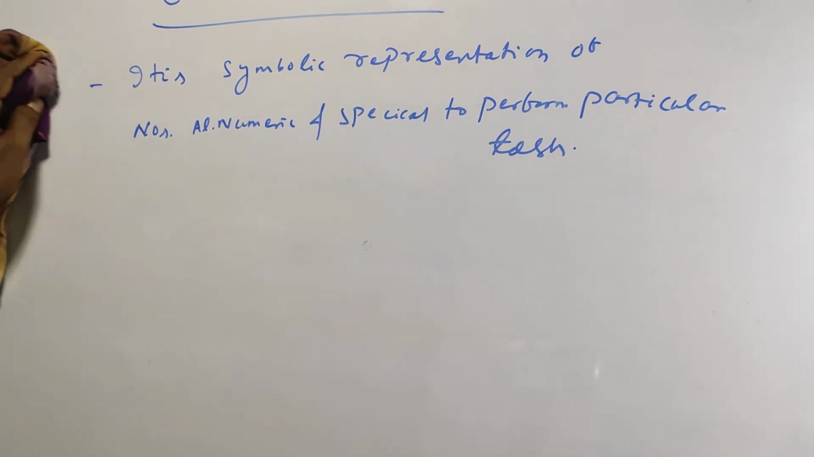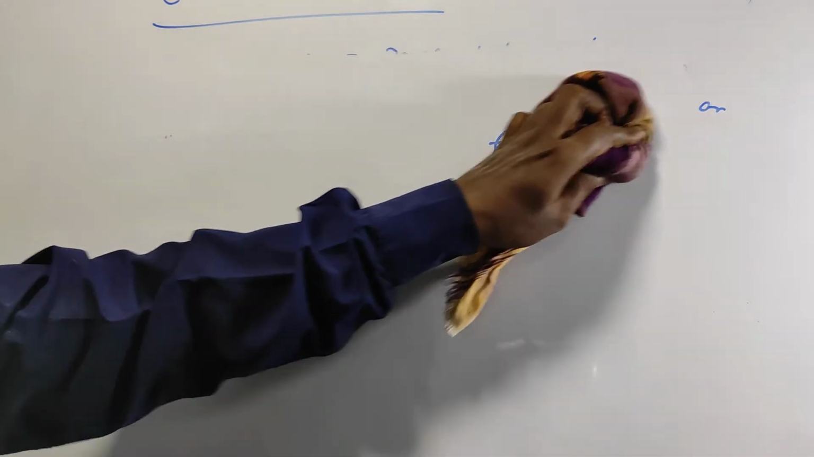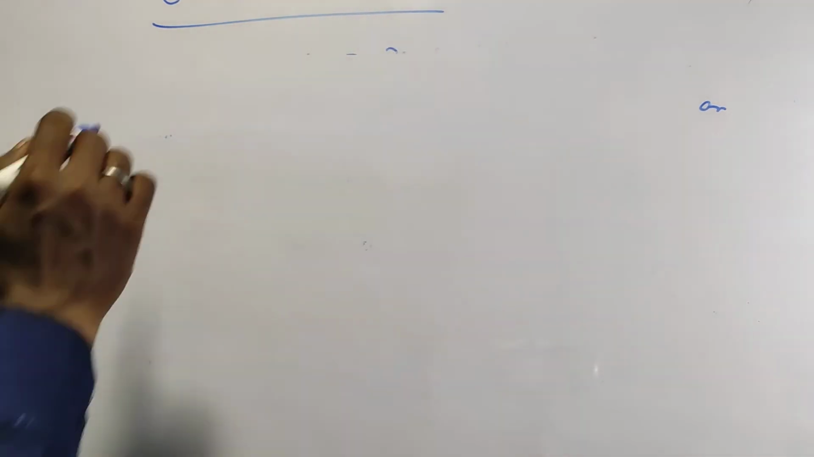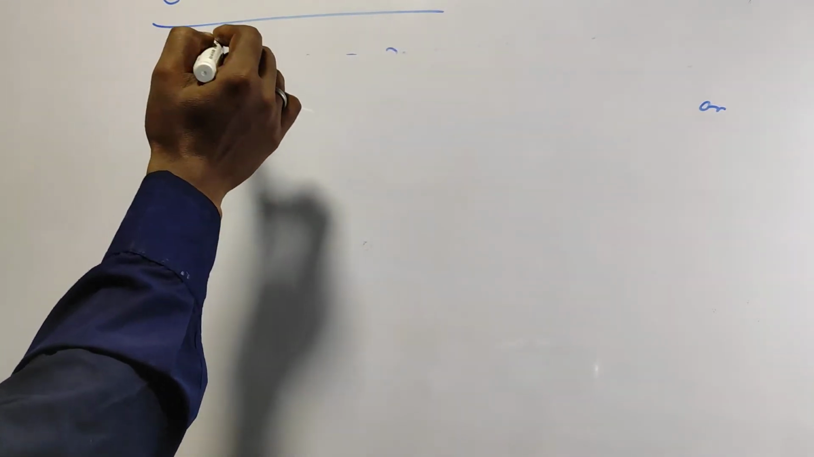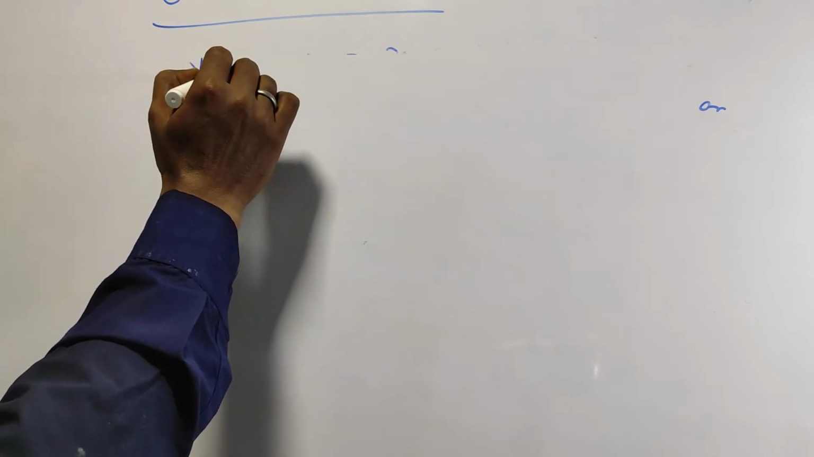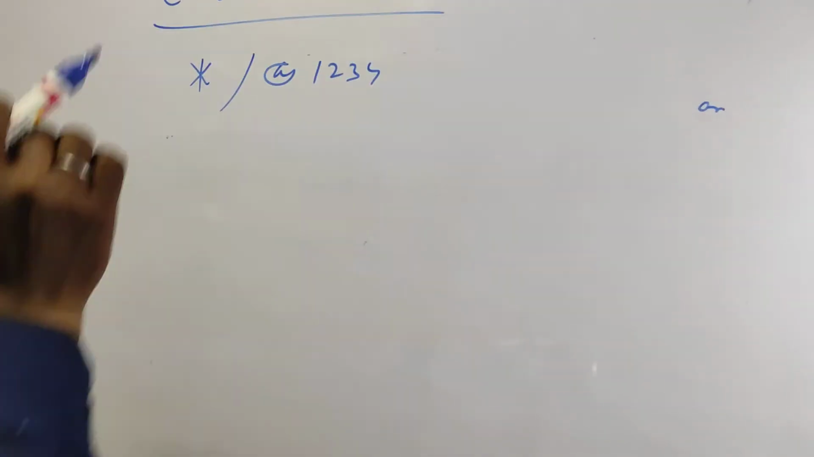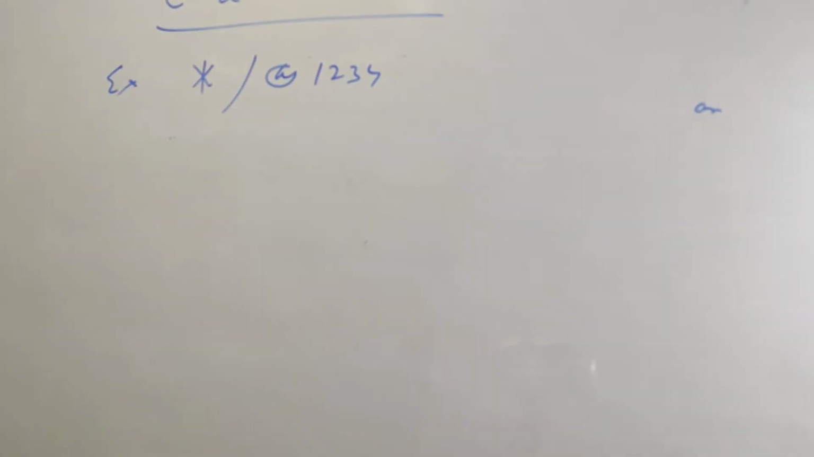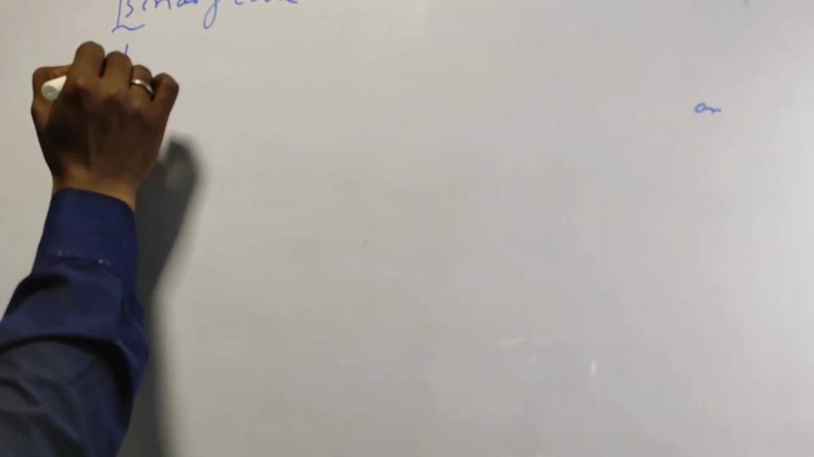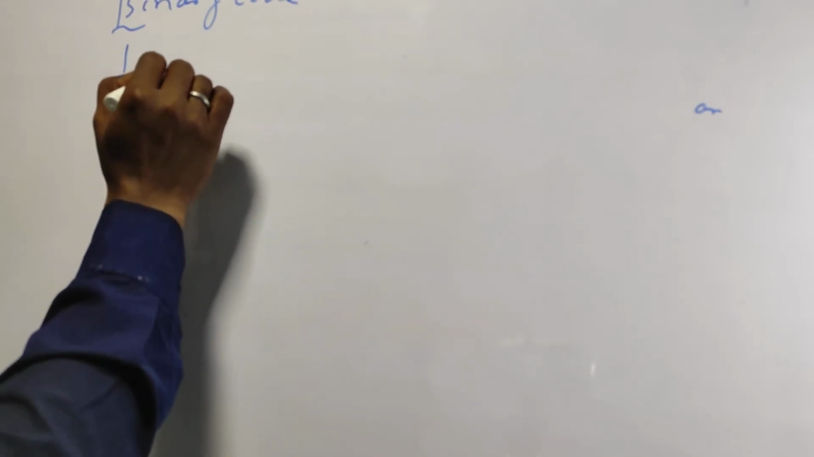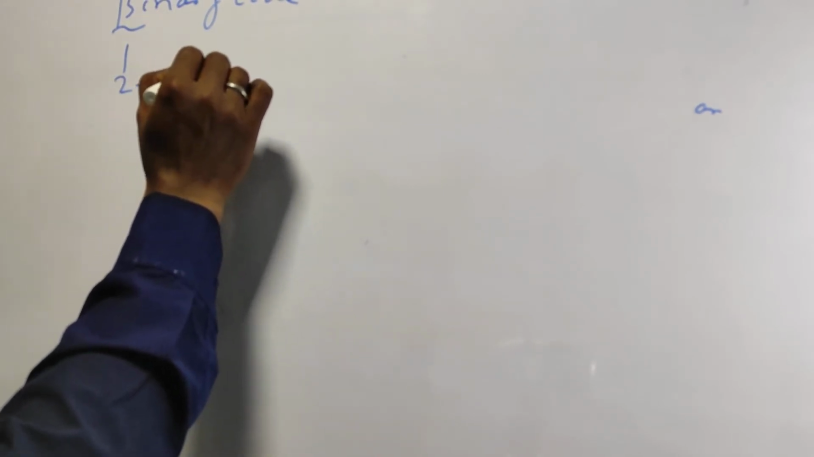So the code converter. Suppose I give an example. We can use a code with special characters: star, asterisk, slash, @, 1, 2, 3, 4. This is an example of a code. Then I have to start with the binary code. Binary means bi means 2. And the code we can represent as either 0 or 1 or both.